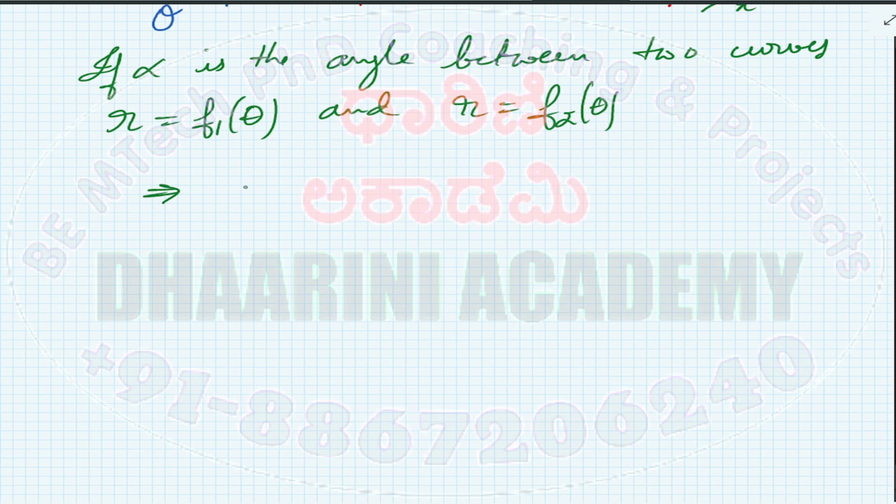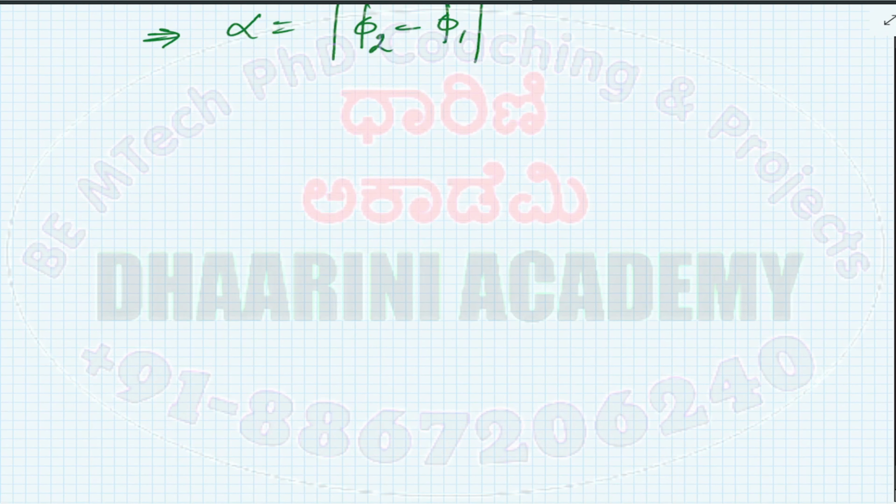This implies we know how to calculate this. That is, alpha will be equal to phi 1 minus phi 2. So let me denote it as a magnitude, phi 2 minus phi 1. We are interested in only the magnitude of the angle, not in the sign. So what we do, we represent alpha as equal to phi 2 minus phi 1. All right, now there are two different varieties of problems that can come in this. So let's look at the two cases.